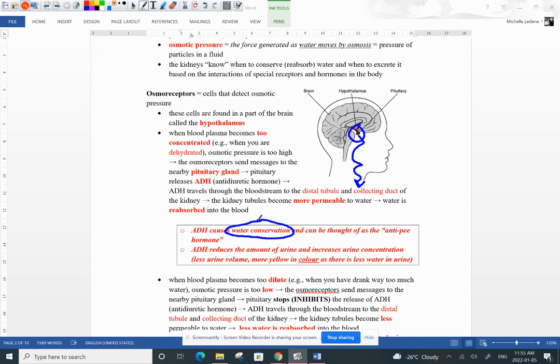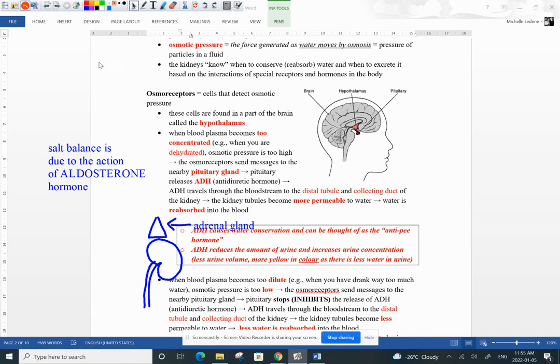In other words, it helps to reabsorb water, making more water go into your blood, less being in your urine, and therefore you have more concentrated urine because of the action of ADH. It's the anti-pee hormone. You pee less water in your urine.